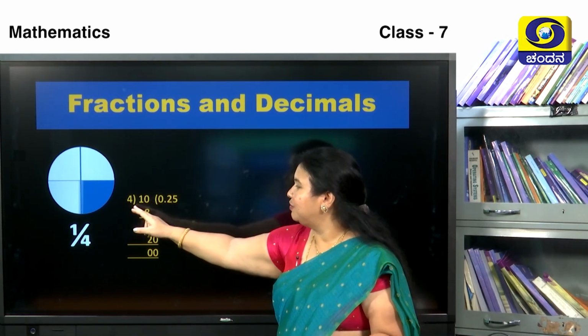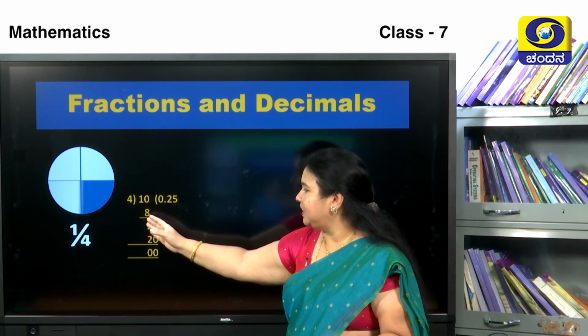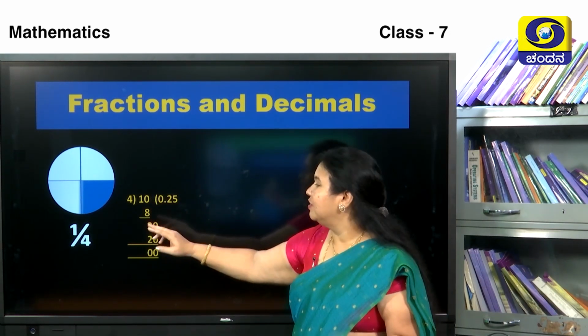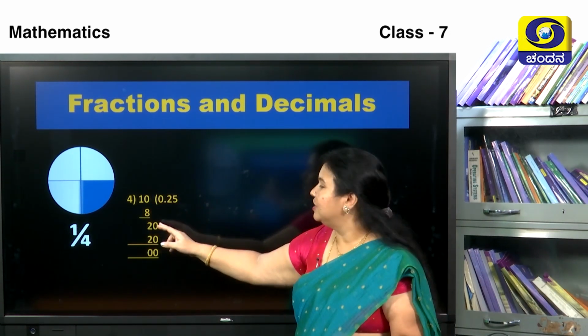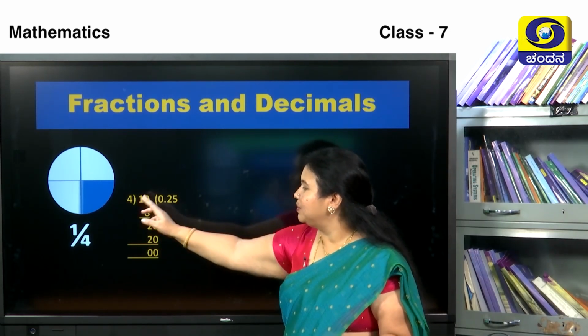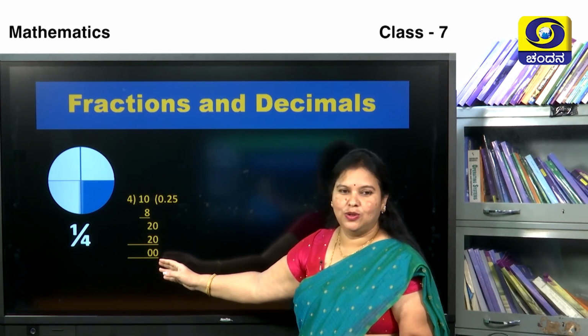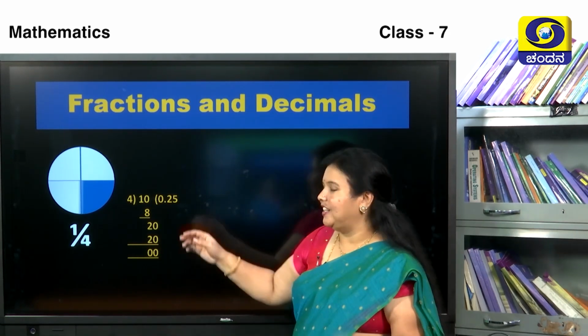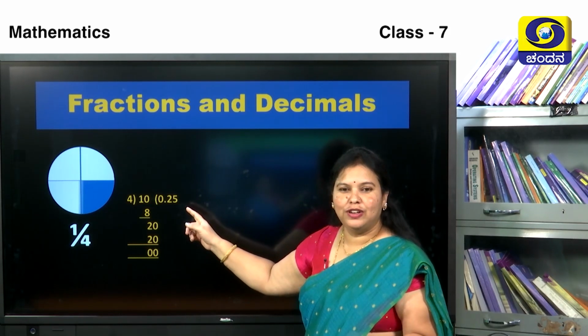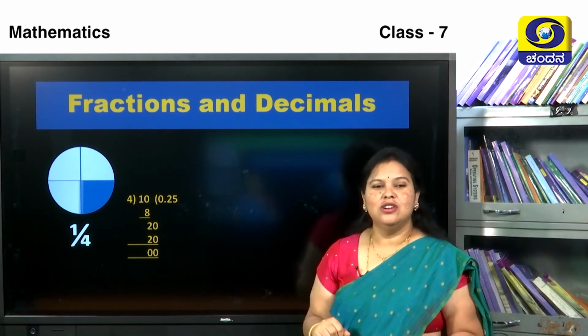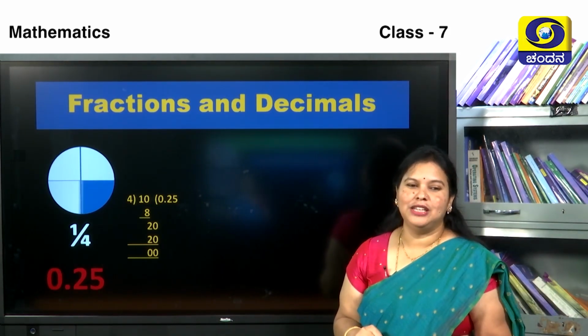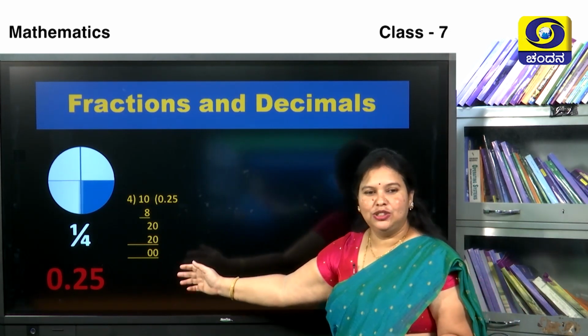So, 2 times of 4 is 8. By subtracting these two, we get 2. We can take 0 again. It becomes 20. So, 5 times of 4 is 20. By subtracting these two, we get 0 as remainder. Ultimately, we got 0.25 in the quotient. So, 1 by 4 can also be written like 0.25.